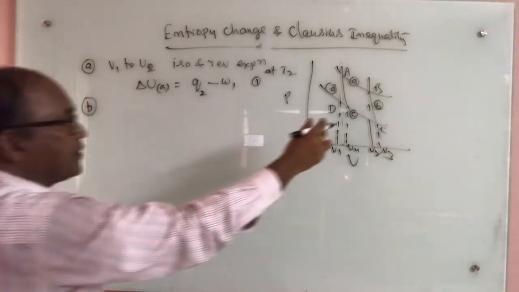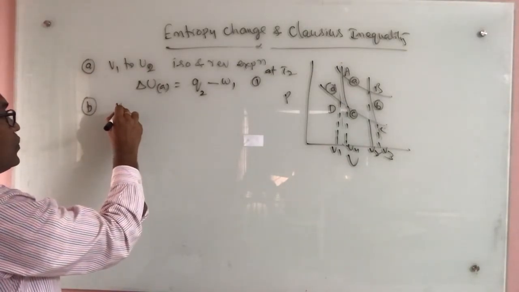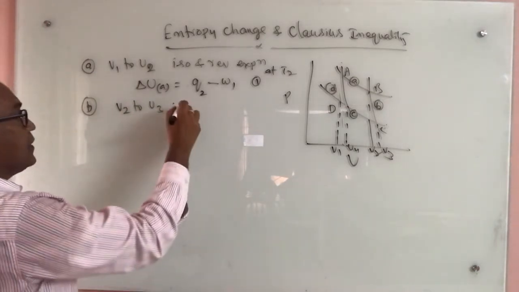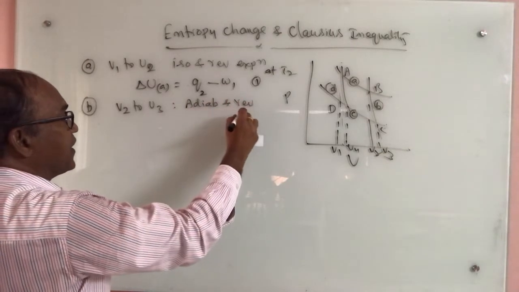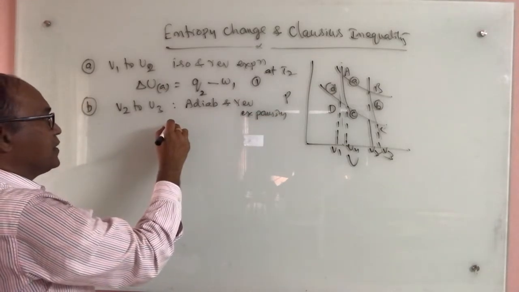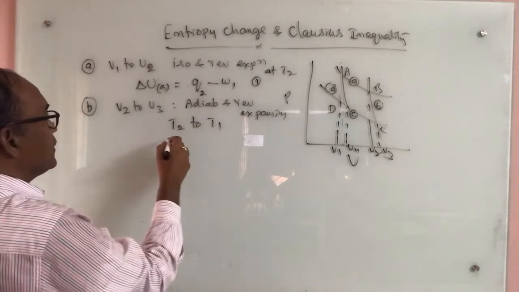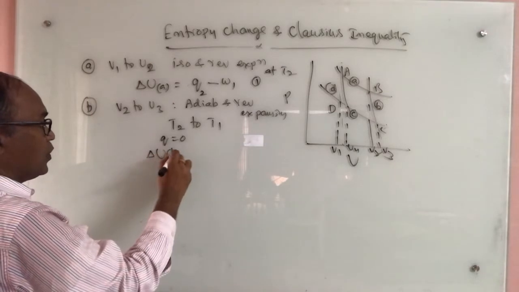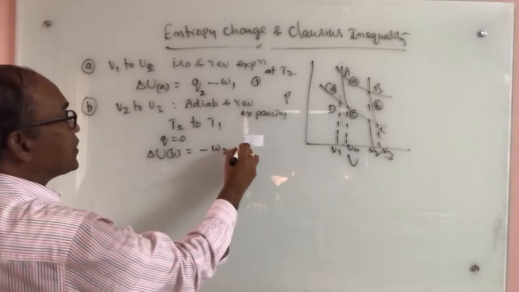Similarly, the second one is from V2 to V3, adiabatic and reversible expansion. When adiabatic reversible expansion occurs, the temperature falls from T2 to T1, where Q is equal to 0, delta U B is equal to minus W2, say equation 2.